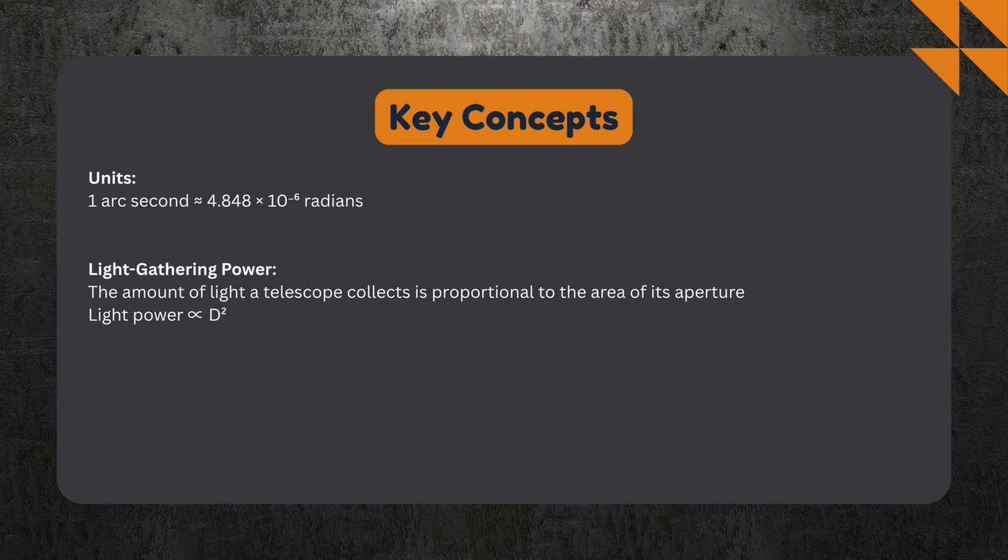Convert angles in arc seconds to radians using below calculation. Light gathering power. The amount of light a telescope collects is proportional to the area of its aperture. Doubling the diameter increases light gathering by 4 times.